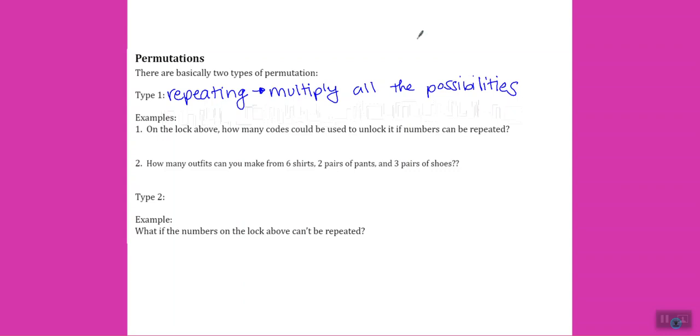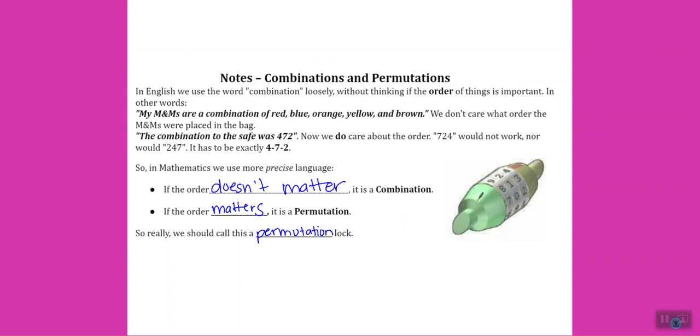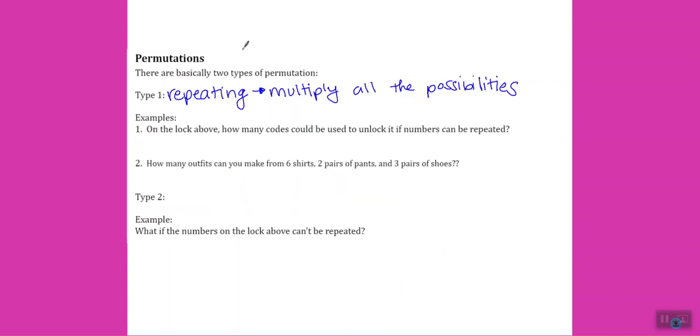So, in the block above, this lock on each thing, as we can see, goes from 0 to 9. So there's 10 options on each column. So we have 10 different numbers we could use for the first number, 10 different numbers we could use for the second number, 10 different for the third. So there are 1,000 possibilities.